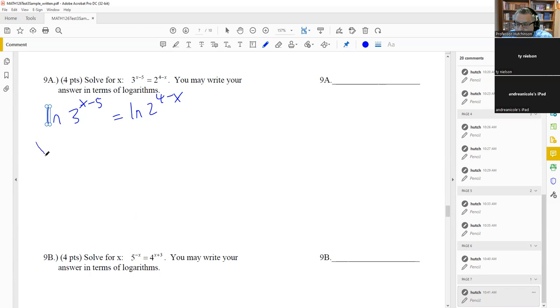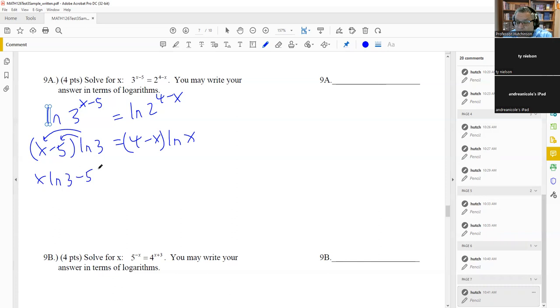Okay, so now we're going to bring the power down in front. We'll do that for both. That's the whole reason for taking the natural log in the first place: it allows you to bring that down front, and then this x, instead of being a power, is now something that you can multiply out. So we're going to multiply each of these. Remember that when you take ln 3 times x, you don't get ln 3x. You get x ln 3, and then minus 5 ln 3.